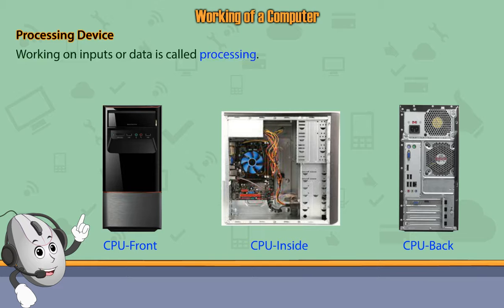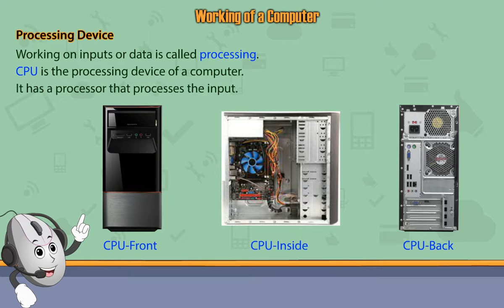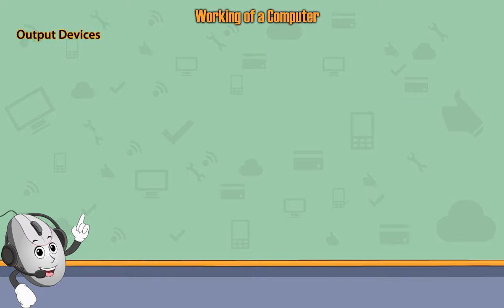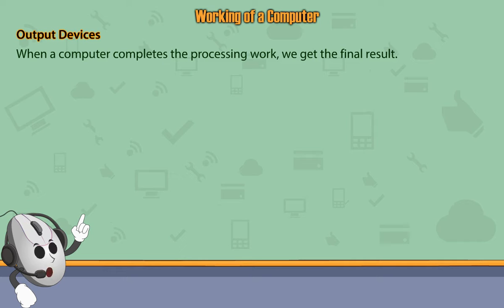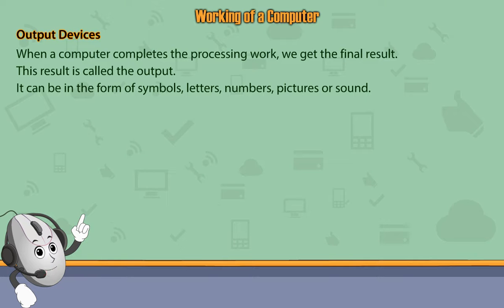Processing device. Working on inputs or data is called processing. CPU is the processing device of a computer. It has a processor that processes the input. Output devices. When a computer completes the processing work, we get the final result. This result is called the output. It can be in the form of symbols, letters, numbers, pictures, or sound.